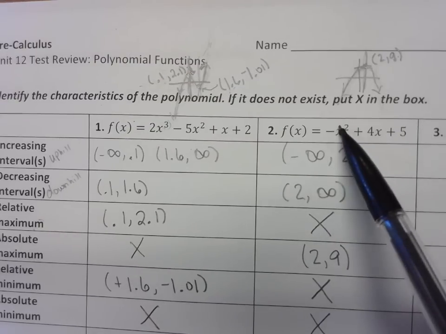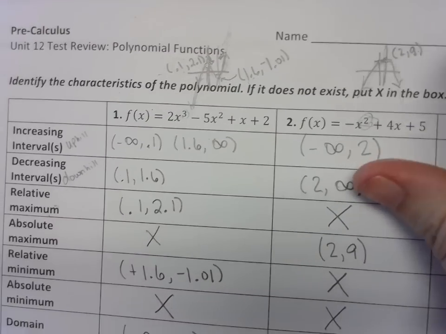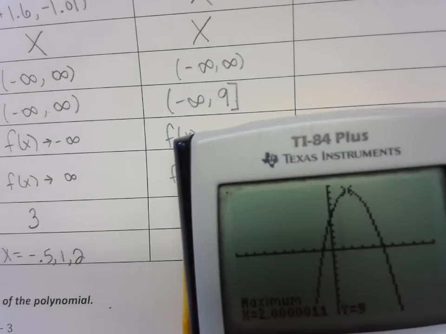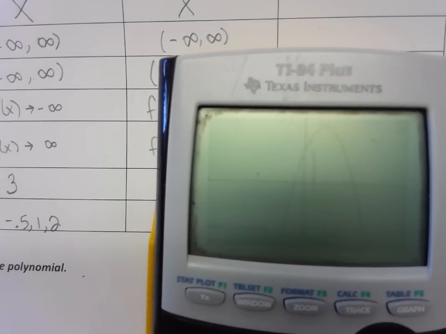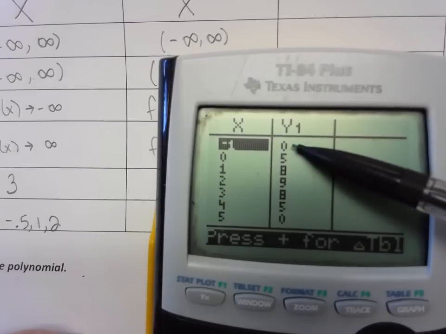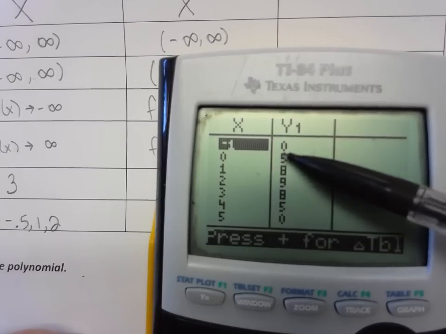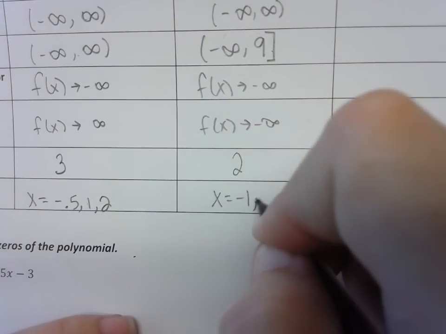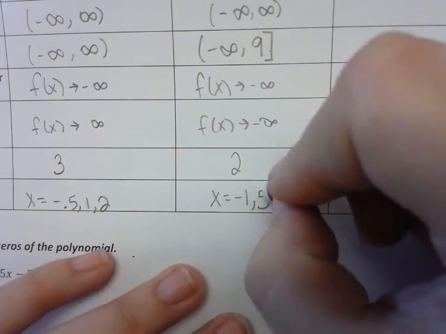Possible number of zeros, well, our degree is 2, so we'll have a maximum of 2 of them. And then let's go look in our table and see if we have any of the nice zeros. Ooh, look, I see 2 right there. That was nice. I have one at -1 and I have one at 5. Oh, I didn't need that parenthesis.